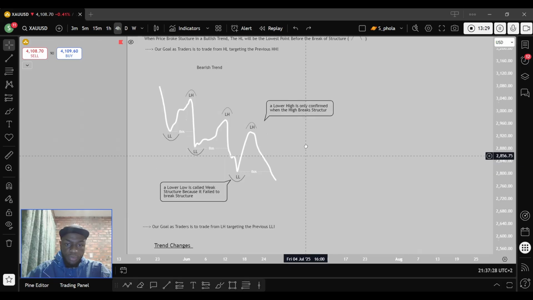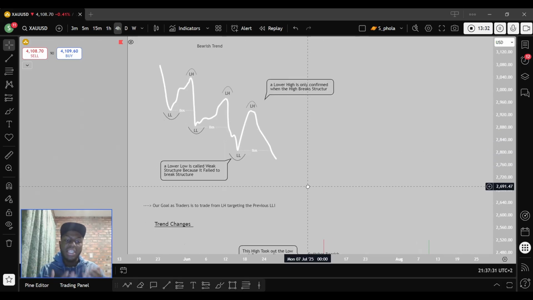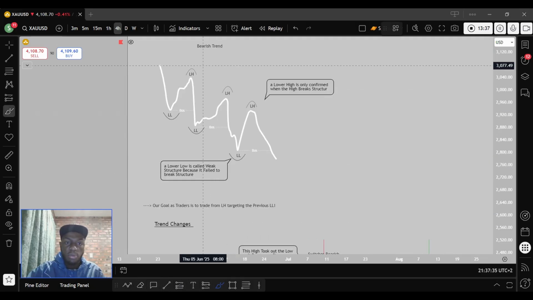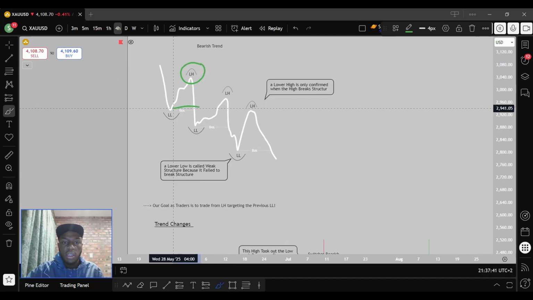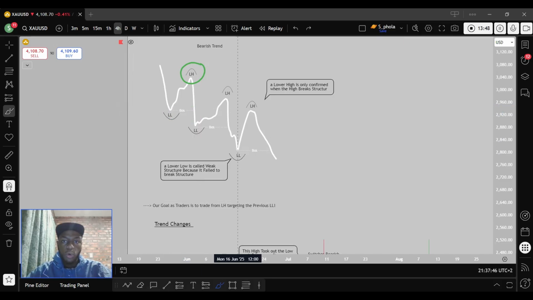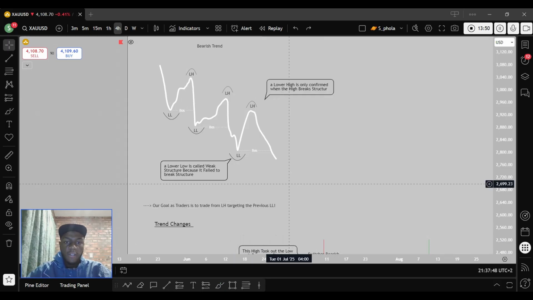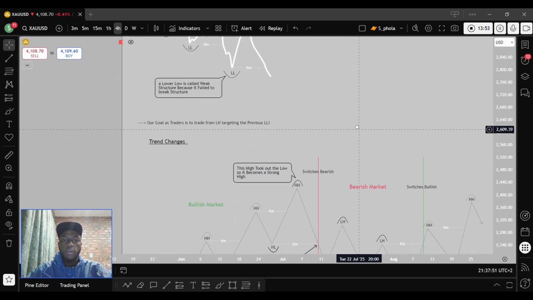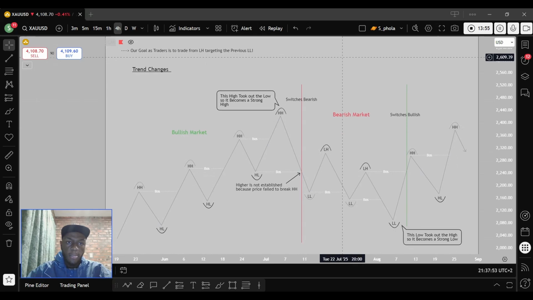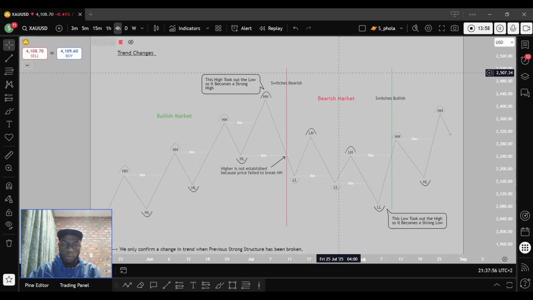So cool. Our goal as traders in a bearish market is to trade from our lower high, targeting the previous lower low, right? So then we get to the gist of trend changes. Like when do we confirm when the trend has changed, right? So in essence, what did we talk about in this feed?